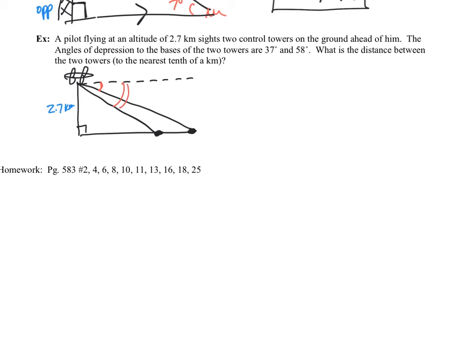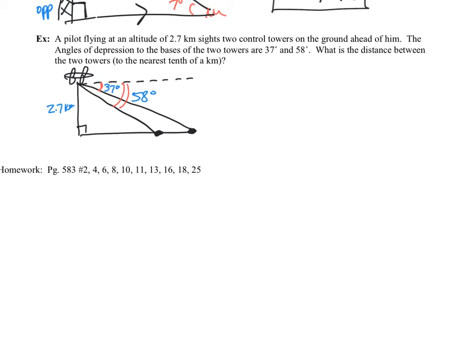Well, that would obviously be this smaller angle, 37 degrees. And then the bigger angle with 2 red arcs, that's our 58-degree angle. Okay, so now what we're asked to find is the distance between the 2 towers.